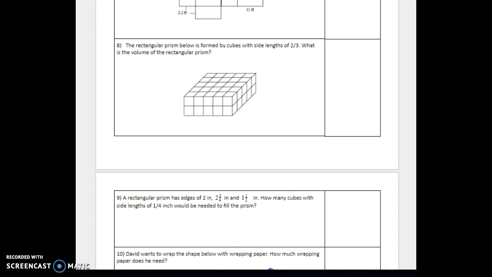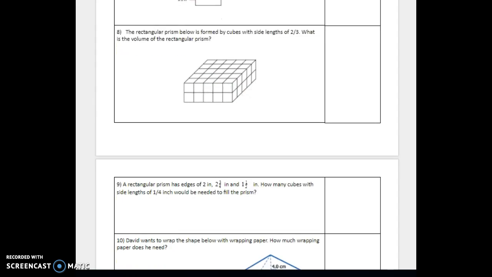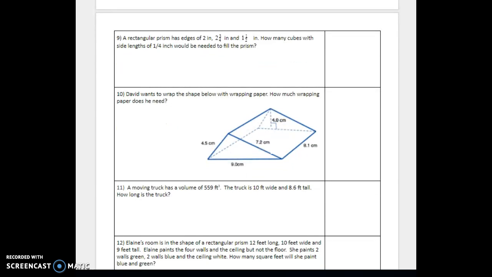Question 8. The rectangular prism below is formed by cubes with side lengths of 2/3. What is the volume of the rectangular prism? Question 9. A rectangular prism has edges of 2 inches, 2 3/4 inches, and 1 1/2 inches. How many cubes with side lengths of 1/4 inch would be needed to fill the prism?